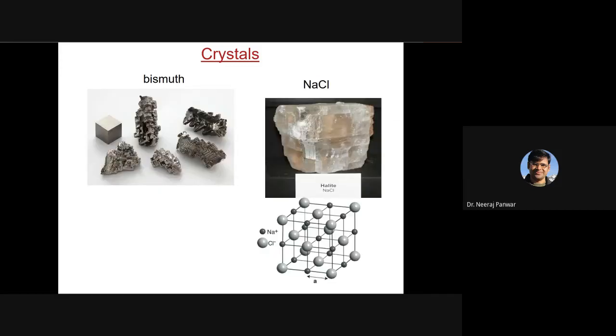These are other pictures of crystals. For example, this is a single crystal of bismuth. This is the picture of a single crystal of sodium chloride. That is the salt we use in our kitchen, sodium chloride, you know.